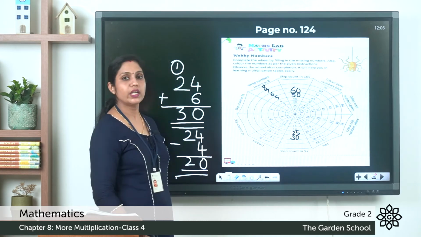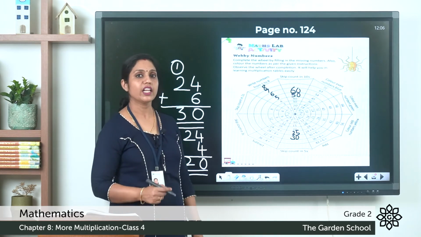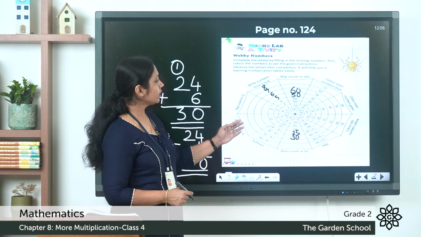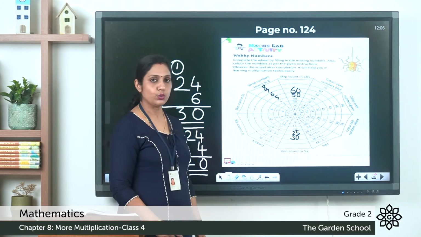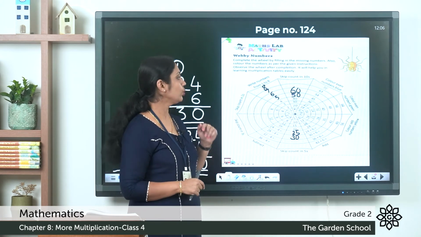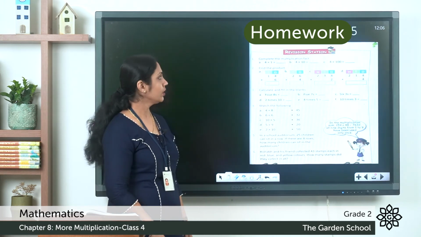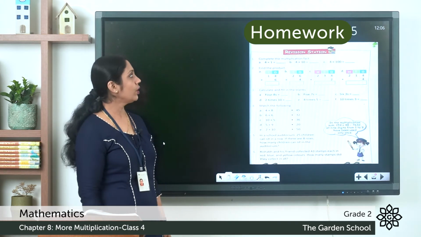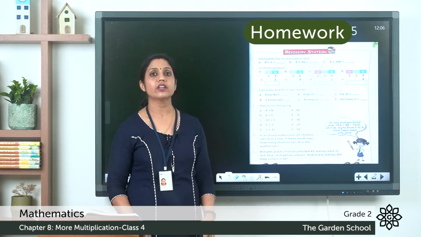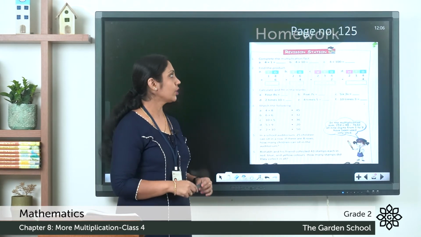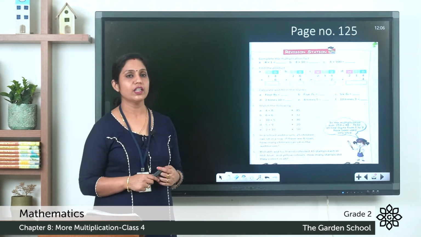Next, skip count in threes. That is, you have to write the table of 3. Here, skip count in twos. You can write the table of 2 there. So likewise, you can complete this web. Next, page number 125, you have the revision station. So you can check what all questions are given.